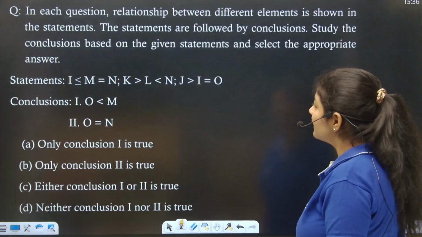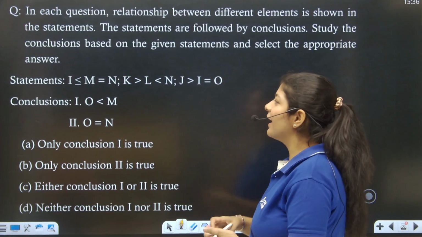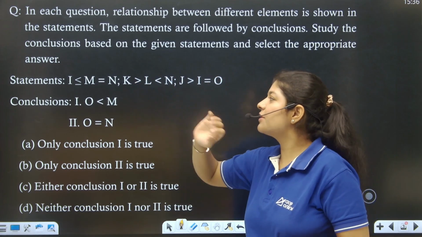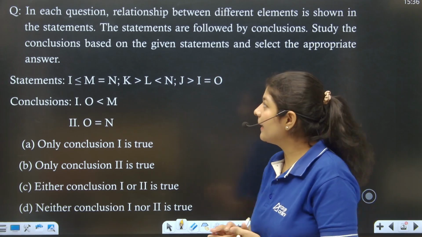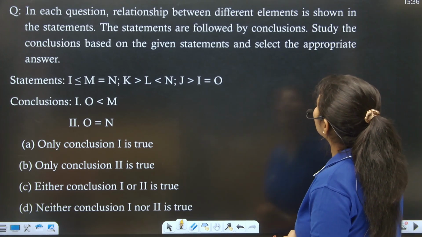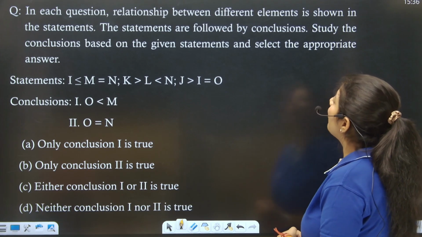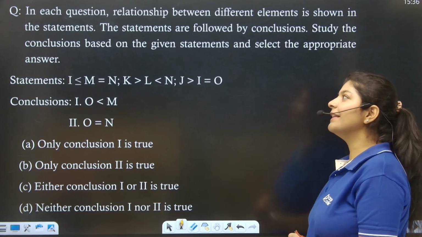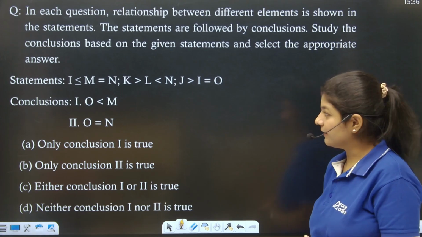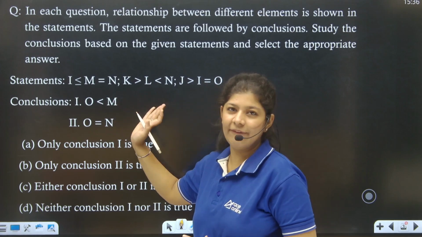So this is the first question, and it is from the concept of inequality, where we have statements and we need to go through them and check whether the conclusions are true or not. The question says that in each question, the relationship between different elements is shown in the statement. The statements are followed by conclusions. Study the conclusions based on the given statements and select the appropriate answer. So here we have three different statements and our conclusions.